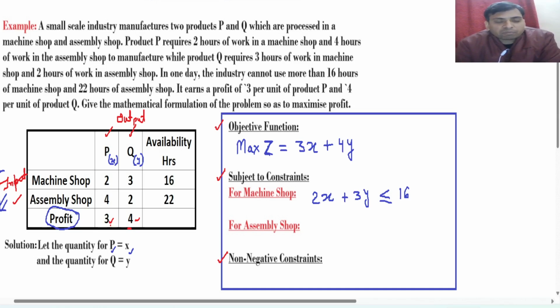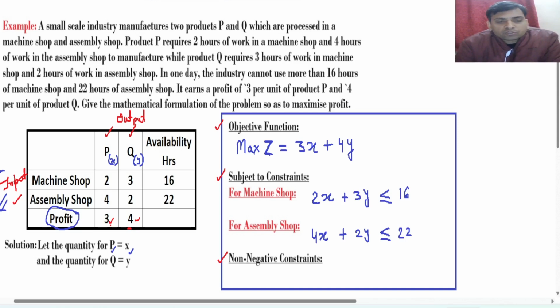In that way, we will prepare the constraint for assembly shop. So 4 into x is the assembly hours for product P, and total assembly hours for the second product is 2 into y, because 2 hours for one product and we are producing y products, so 2 into y, and total availability of these hours is 22. This is maximum availability, that's why we are using less than or equal to, because we can use maximum 22 or less than 22, but not more than 22.